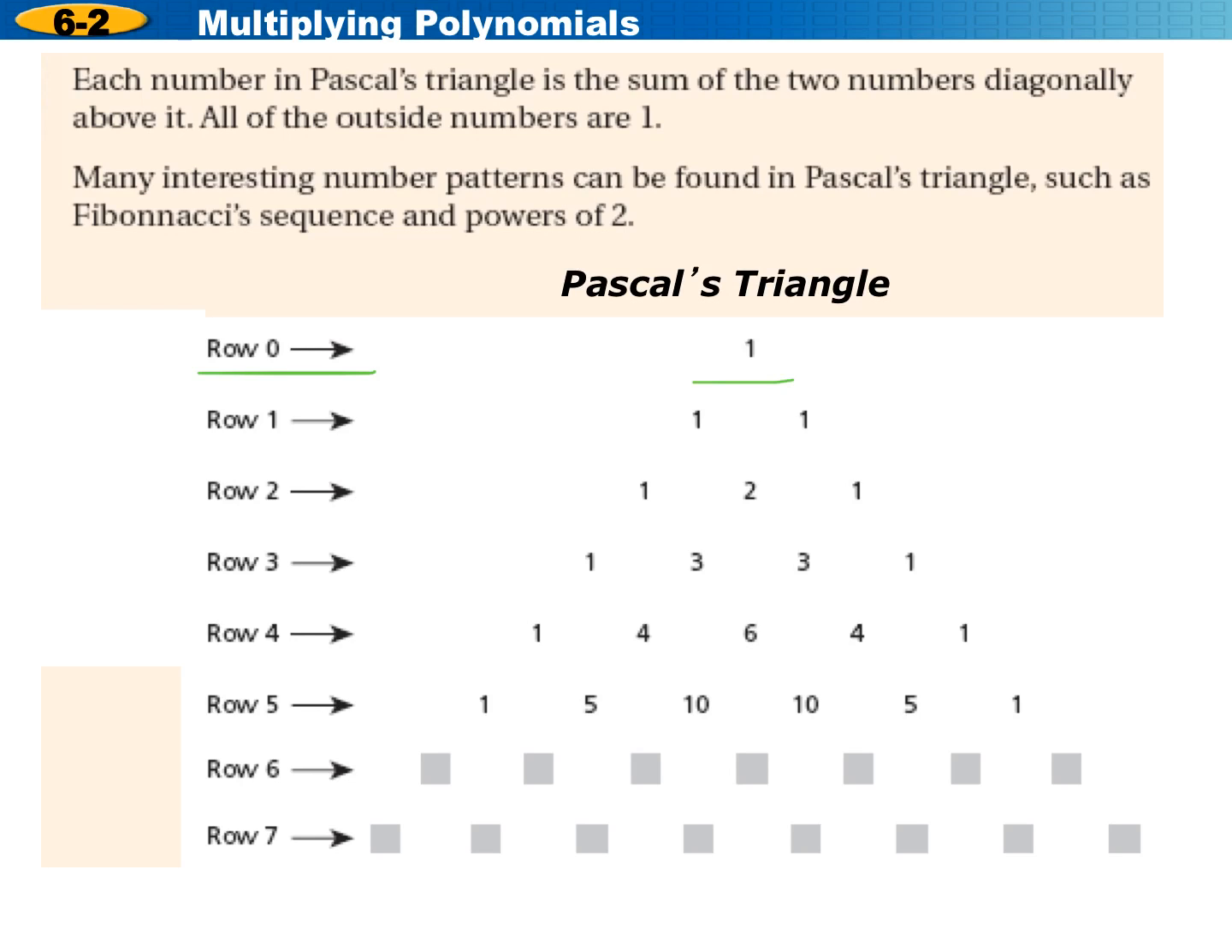To get the rest of the triangle, you're going to add. So here we have 1 plus 1, and we get 2. The outside of the triangle is always 1. So we move down to row 2, we have a 1. We added the two terms above to get to 2, and then a 1. Now in row 3, there's a 1 on the outside. 1 plus 2 is 3. 2 plus 1 is 3, and there's a 1 on the outside. Row 4, there's a 1 on the outside. 1 plus 3 is 4. 3 plus 3 is 6. 3 plus 1 is 4. And there's a 1 on the outside. So this pattern continues as far as you need to go.